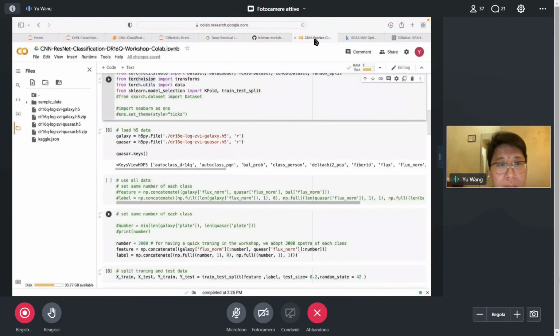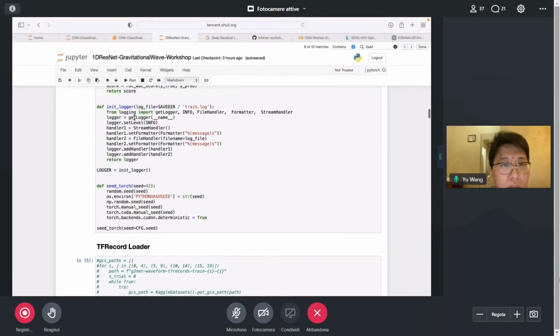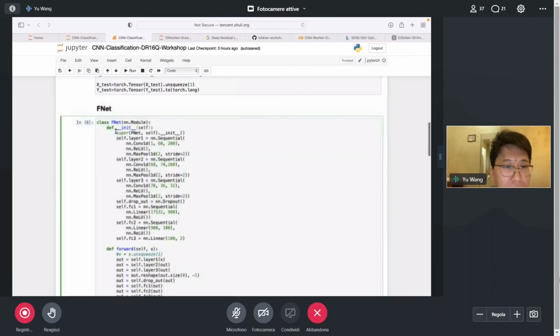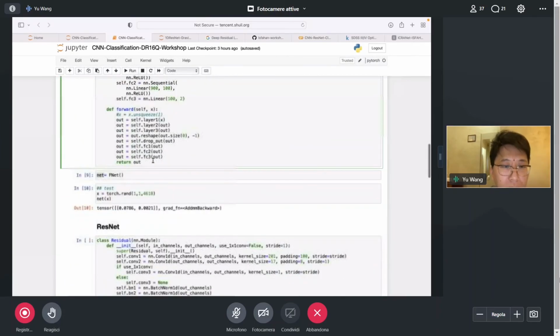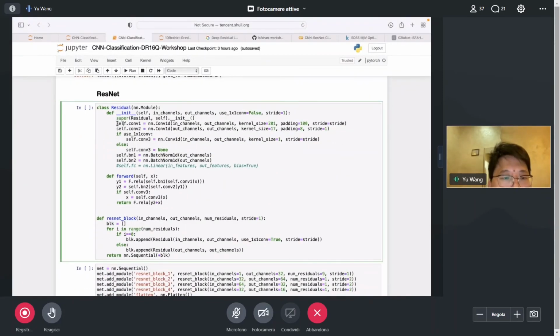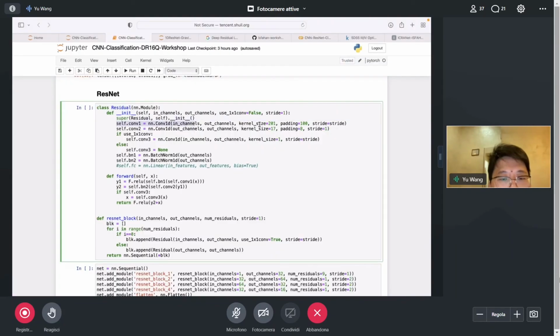So we go back to our example. Remember before we used this part, the simple CNN. Now we use the ResNet. ResNet consists of many layers, and each block we call a block. So here we define what each block is.